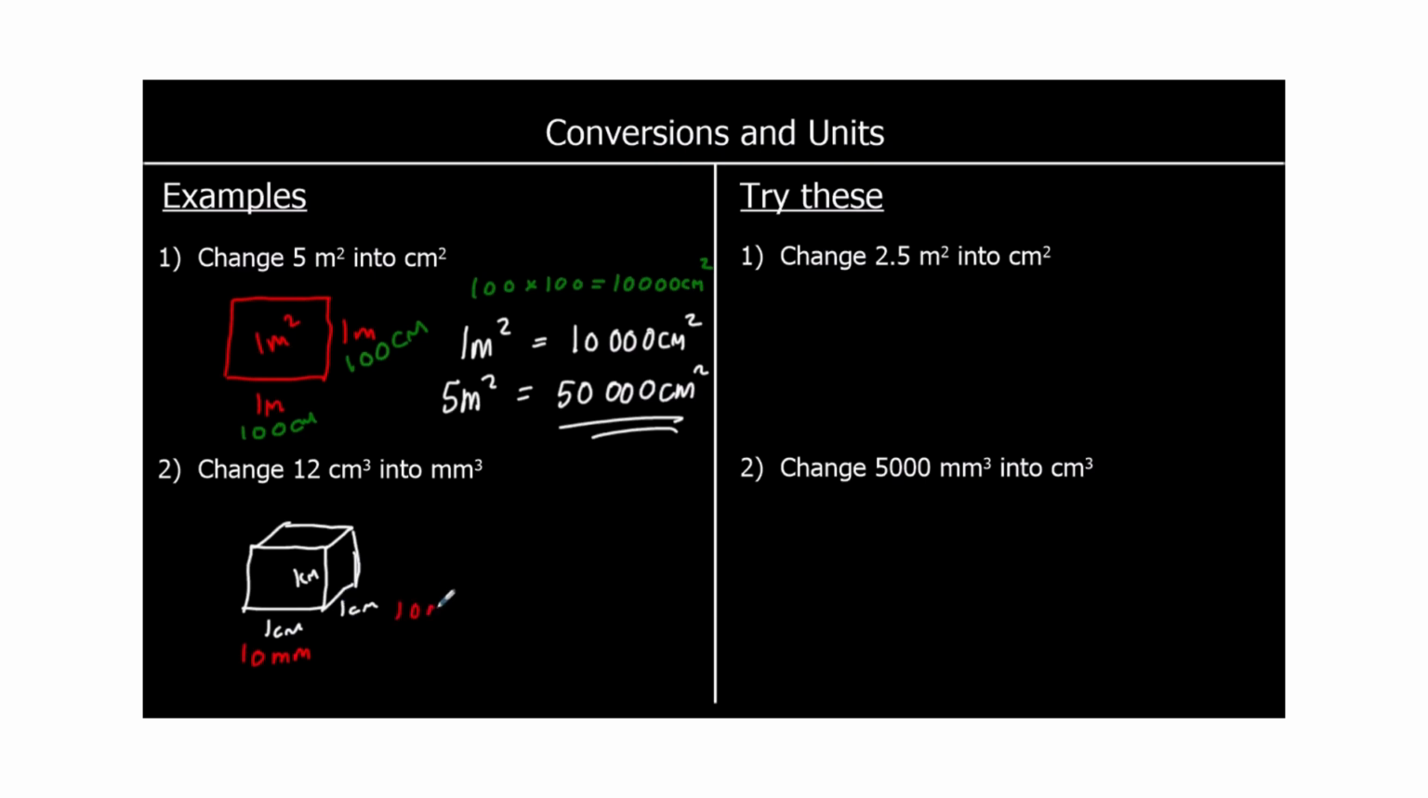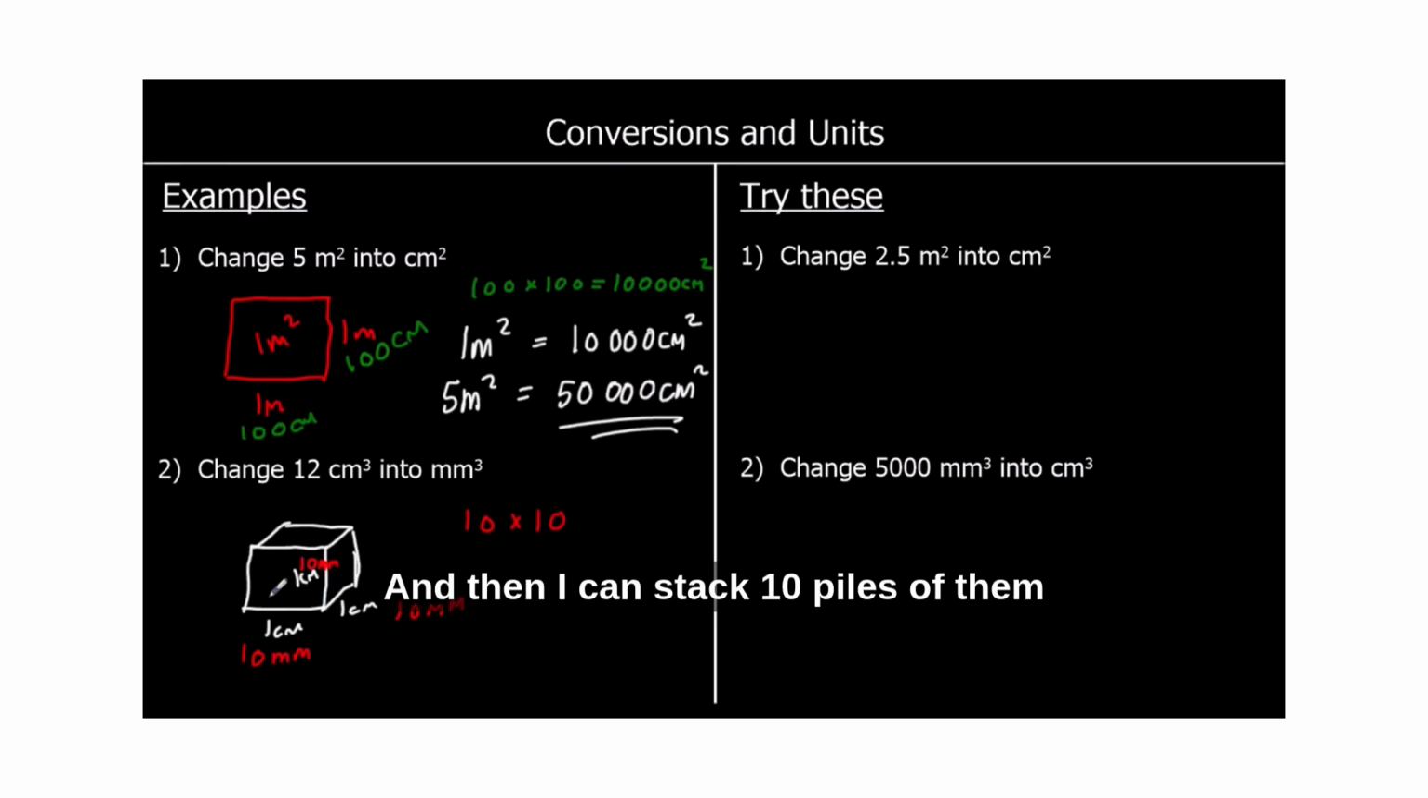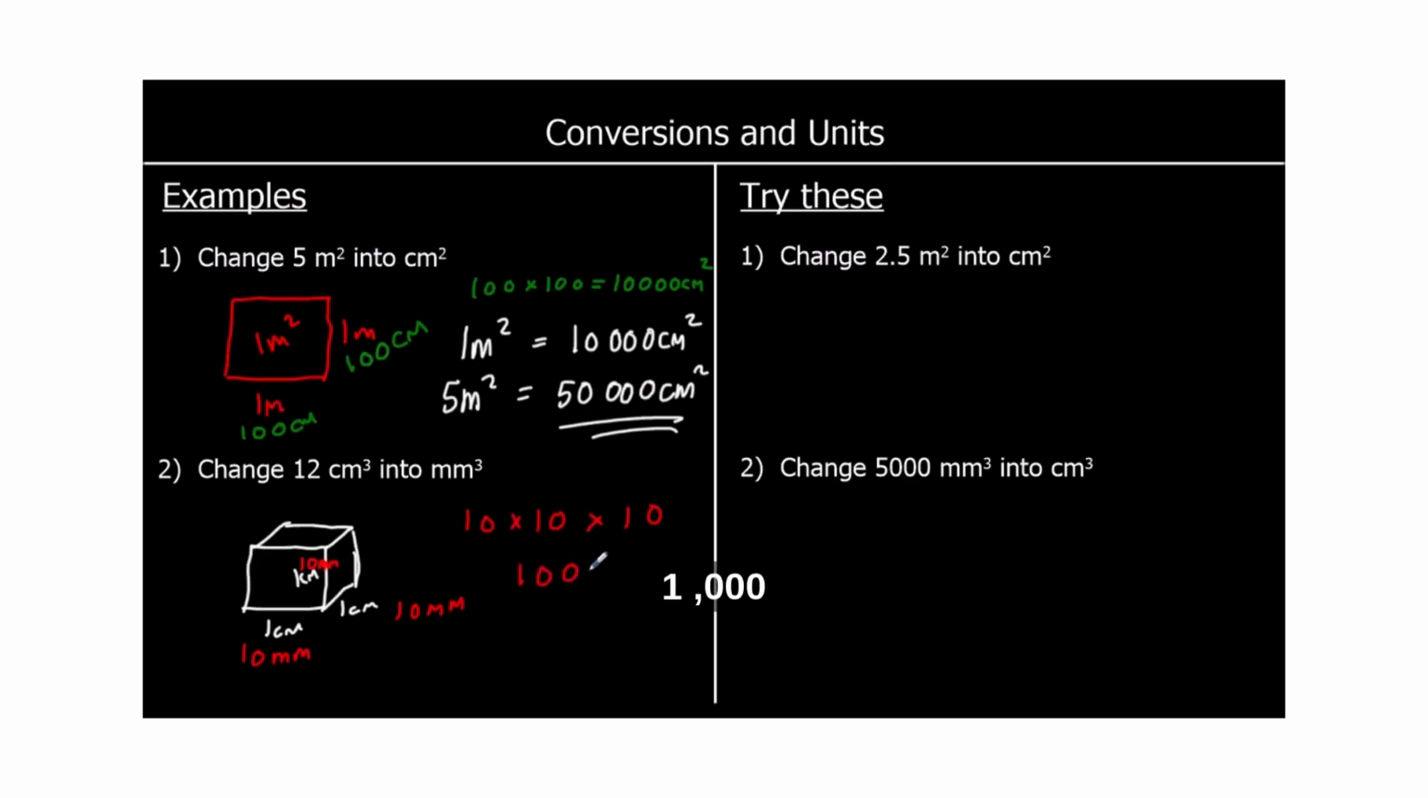So I could fit in 10 going across the bottom, because 1 centimeter is equal to 10 millimeters, 10 going back, and 10 going up. So how many cubes is that? 10 across, 10 back, and then 10 rows of them going up. So on the base, I could fit in 10 by 10, which is 100, and I can stack 10 piles of them going up. So 10 times 10 times 10 is 1,000 millimeter cubes.